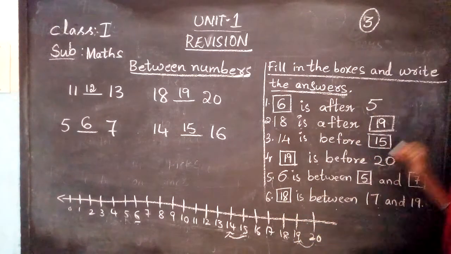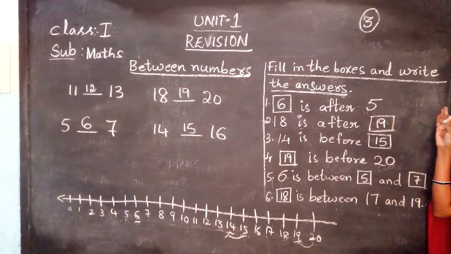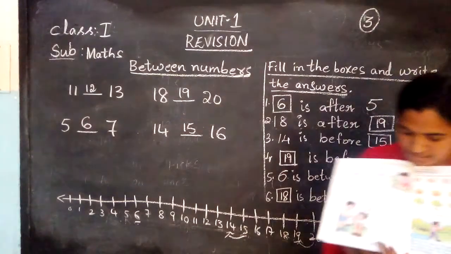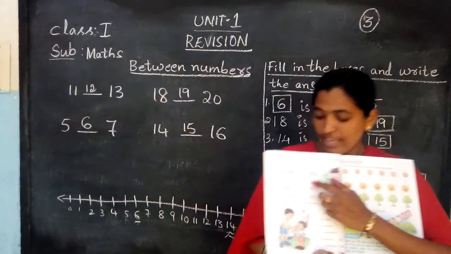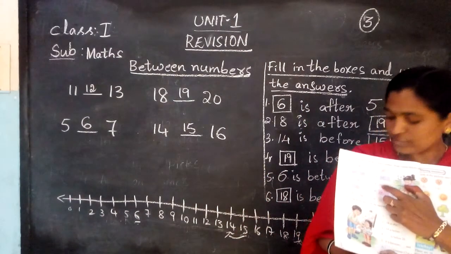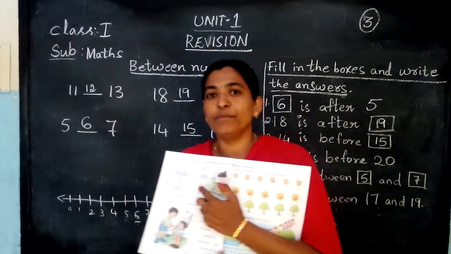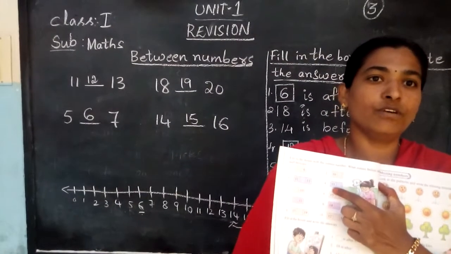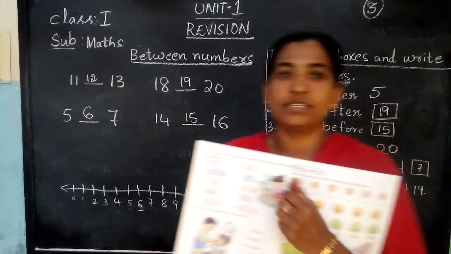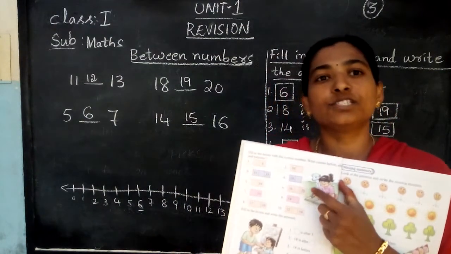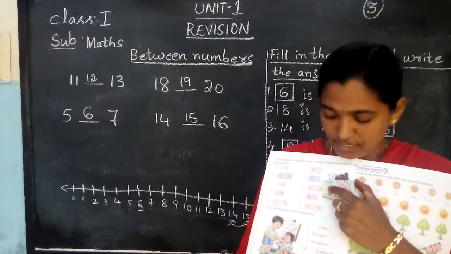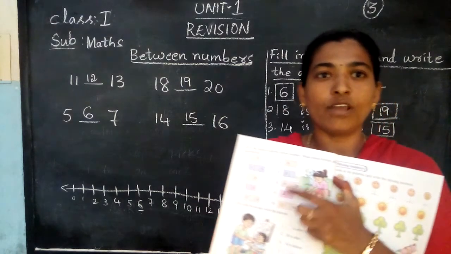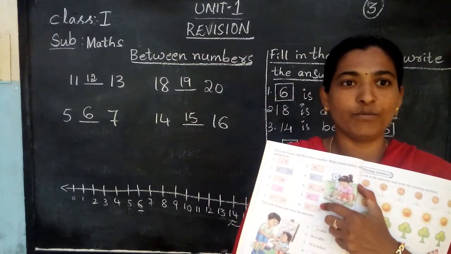Okay children, I think that you understood this. Look at the page number 16. Here some boxes are given: before, after and between numbers. This is your homework. Page number 16, before, after and between numbers. Okay, thank you.